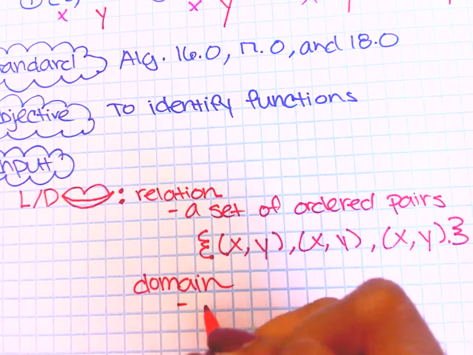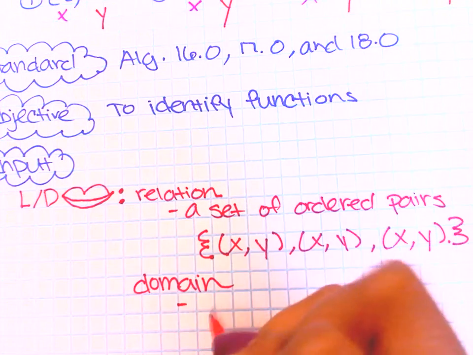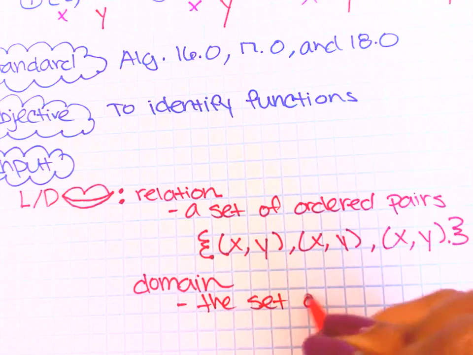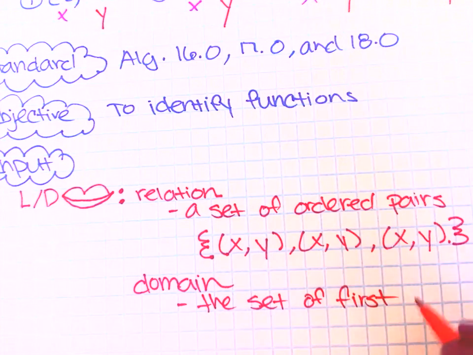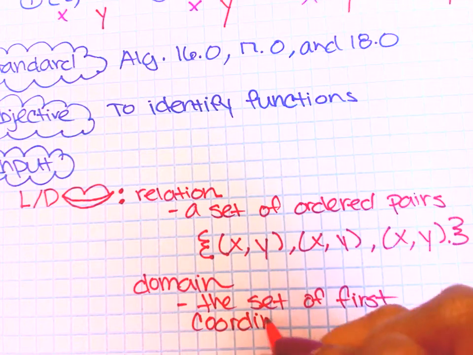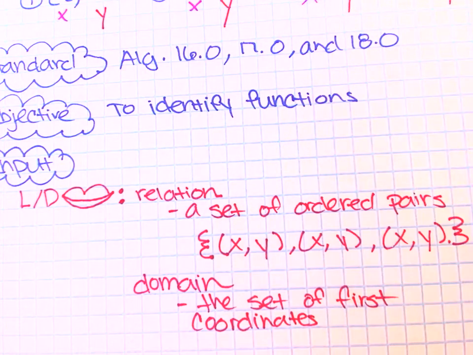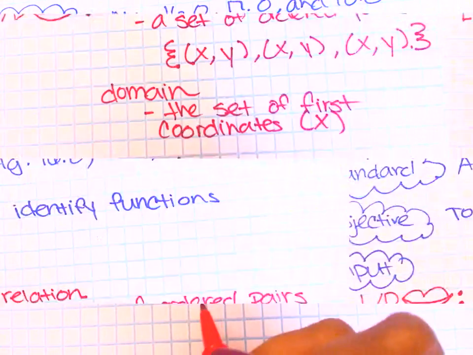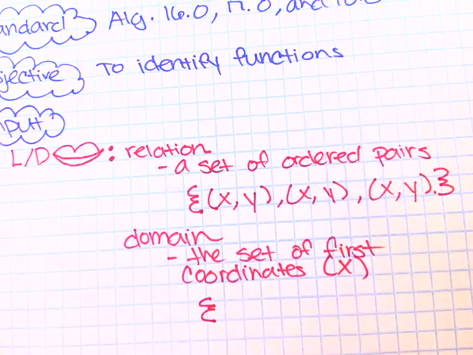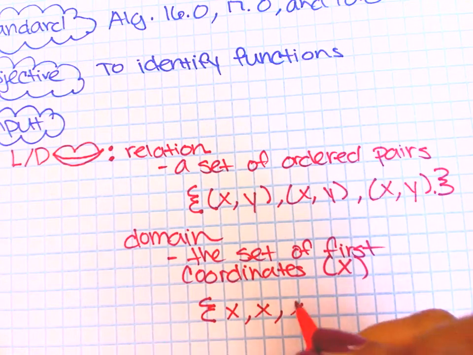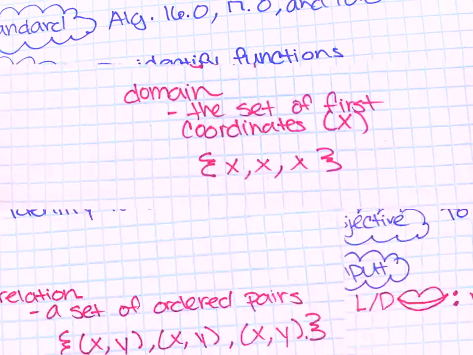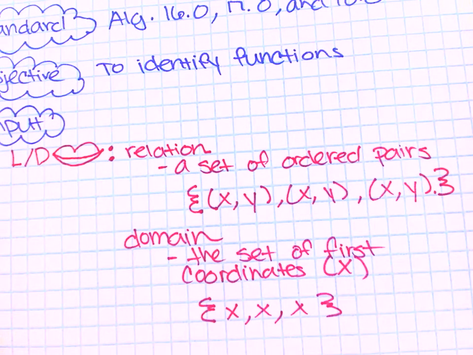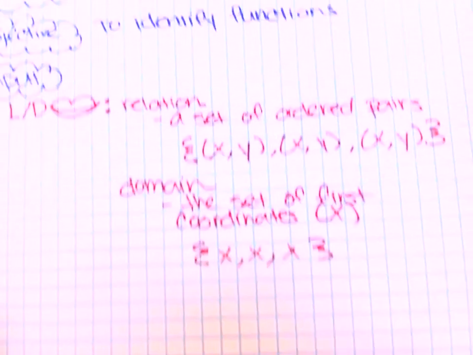The domain is the set of first coordinates. That really means it's all the x's. So your set might look like this, has the little set squiggle. It might be all the x's that you find in that equation or in that function. Everyone say the domain is x. The domain is x. Good.